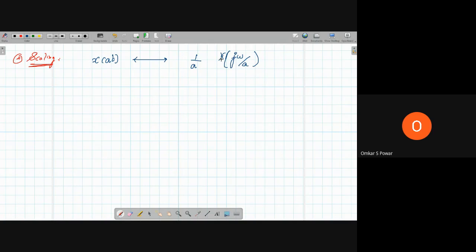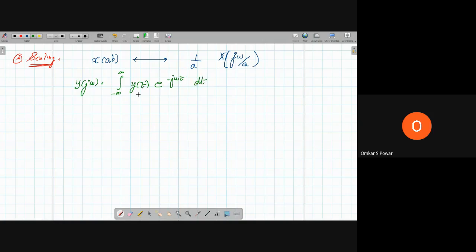Let us do it step by step. I need not write it again: the Fourier transform X of j omega is equal to integral from minus infinity to infinity x of t e power minus j omega t dt. Those things you have to write again. Y of j omega is equal to integral from minus infinity to infinity y of t e power minus j omega t dt. So let me start from that one. We know that Y of j omega is equal to integral from minus infinity to infinity y of t e power minus j omega t dt.